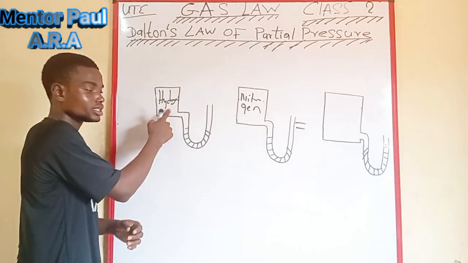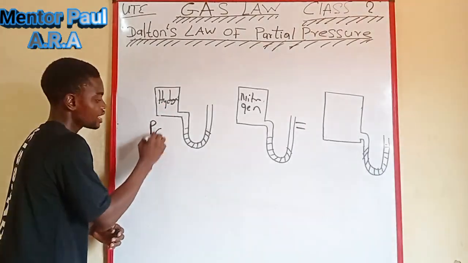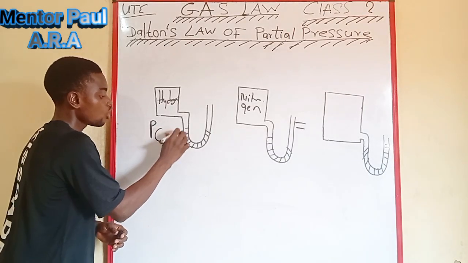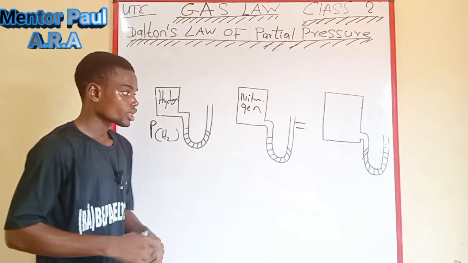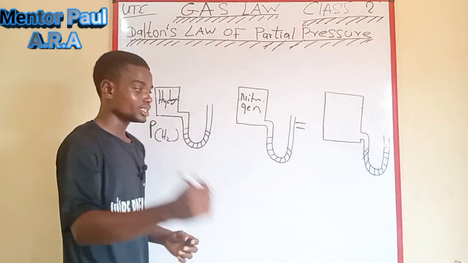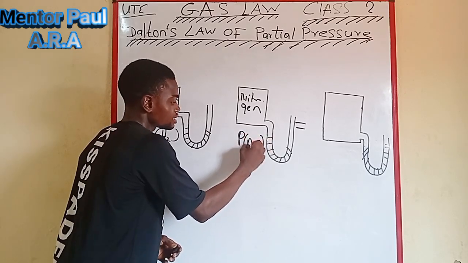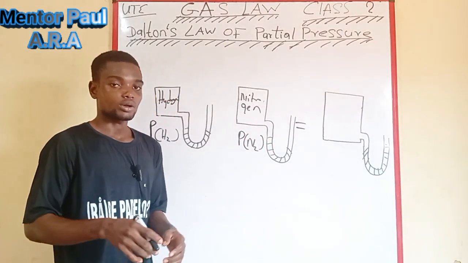Now, this hydrogen exerts its own pressure, and this pressure that hydrogen exerts on its own is what we call partial pressure. This one also, containing nitrogen, exerts its own pressure. Nitrogen gas exerts its own pressure called partial pressure.